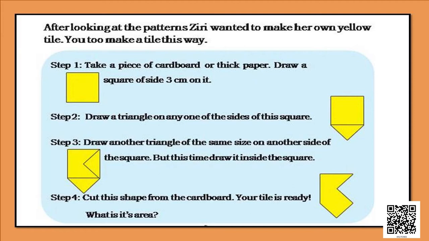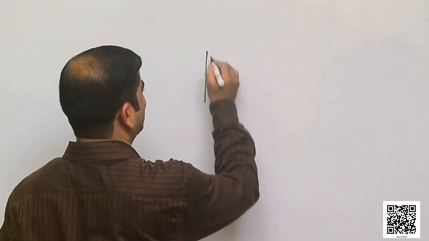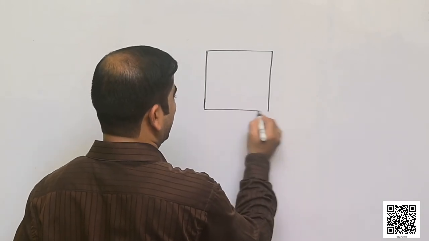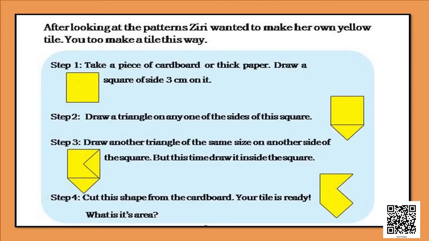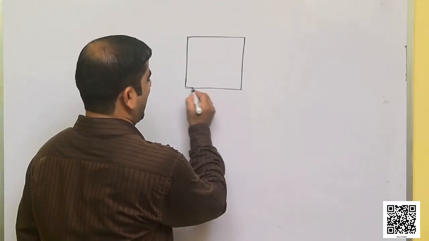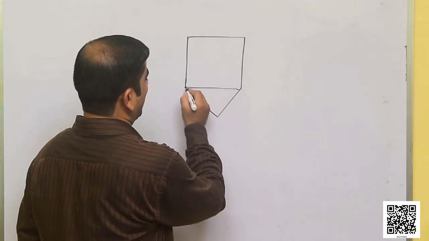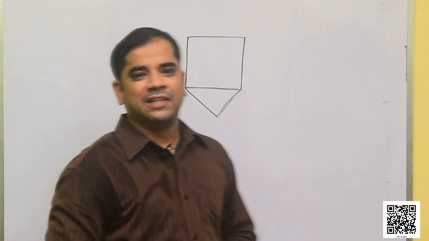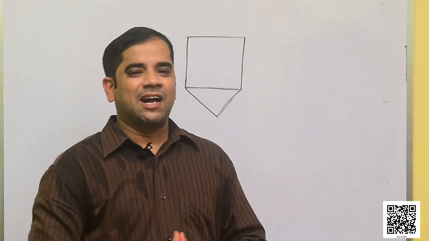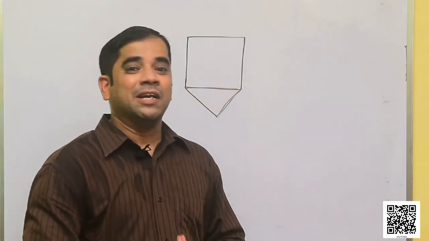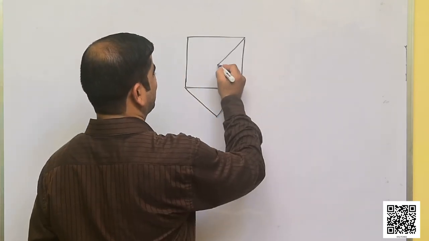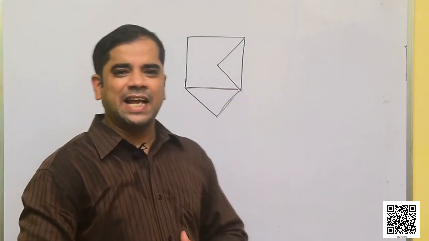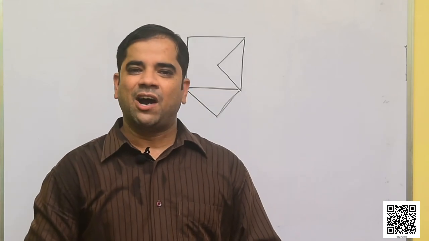So students, as it is displayed on the screen, you find that there is a square that is yellow in color. Now what we have to do, we have to draw a triangle on any one of the sides of this square. As it is displayed, I am also drawing a triangle at the bottom of the square. In the next step, we have to draw another triangle at another side, but this time inside the square. And in the next step, we have to cut this shape from the cardboard.